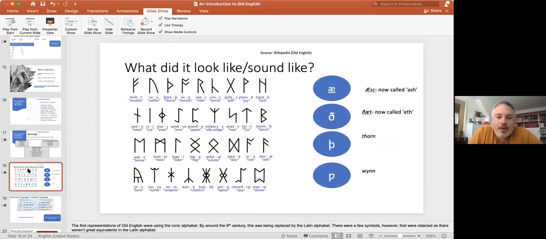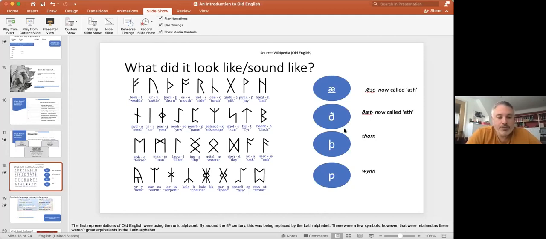There are a couple in there which were retained even when English took on the Latin alphabet, because there were sounds that Old English needed that Latin didn't have. So, for instance, we've got the ash, which is a short a sound. We do sometimes see that in things like Aesop's fables. Then the eth, which is a th sound. The thorn, which again is a th sound. This is the difference between the voiceless th and the voiced th, which we have in English, but lots of languages don't have.